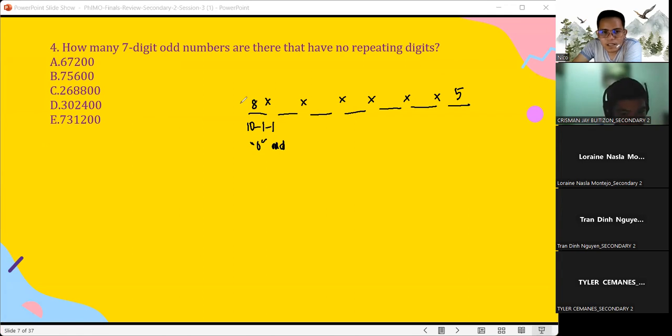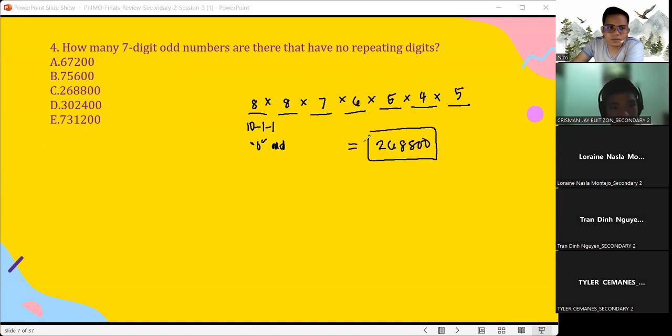So you have 8 left. Now, you can use the 0 here. So still 8. 10 times 7 times 6 times 5 times 4. So the answer here is 268800. Oh, it's letter C.